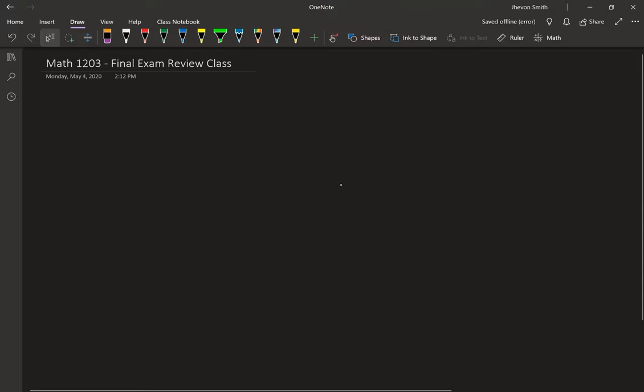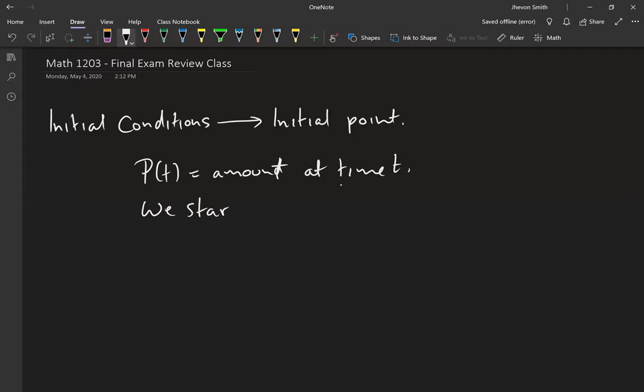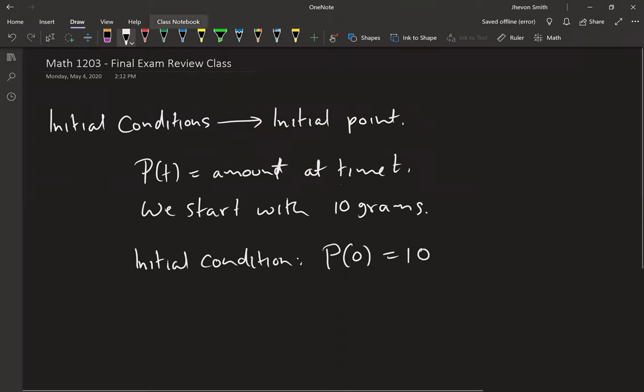So when it comes to initial conditions, this just refers to an initial point. So for example, if we say P of t equals the amount at time t, and then I say we start with say 10 grams, then the initial condition would be the statement P of 0 equals 10. So that's literally saying when time is 0, we start with 10. And that's it, just that little equation there.